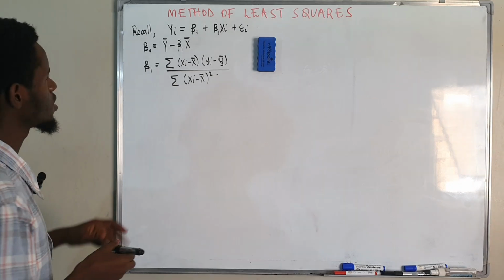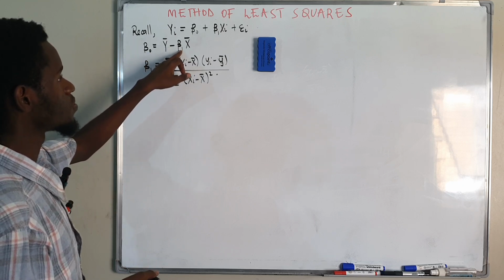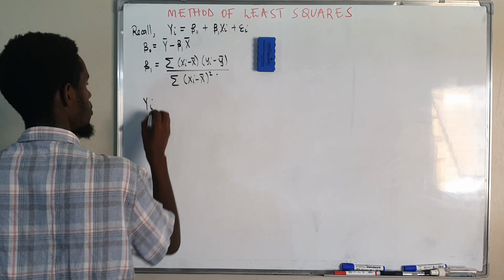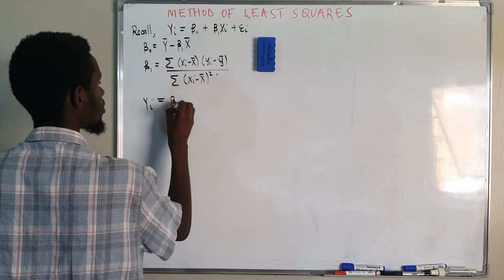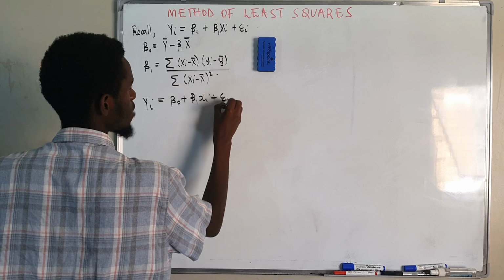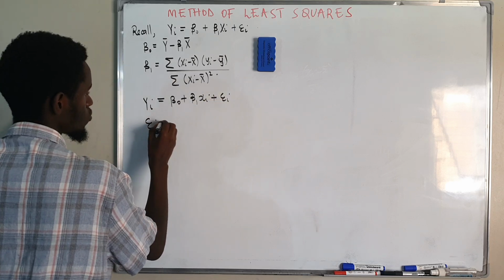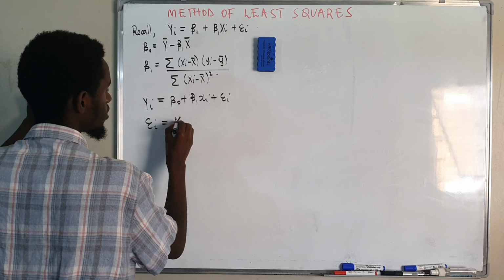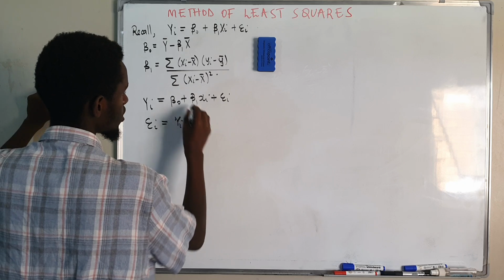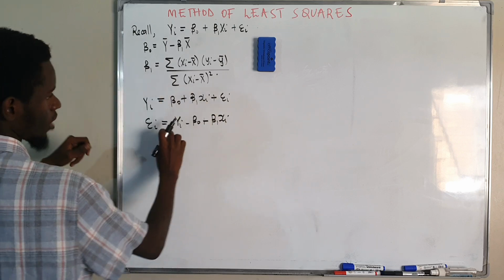Now today let us begin with proving that b naught is the same as y bar minus b1 x bar. Remember, from our model, yi equals b naught plus b1 xi plus the error term i. If we make the error term the subject, our error term i is going to be yi minus b naught minus b1 xi. These terms move this side to become negative like this.